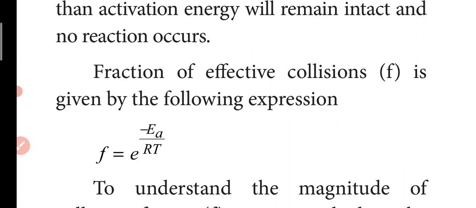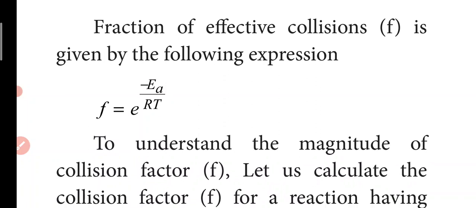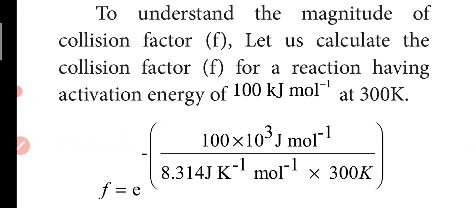Fraction of effective collision F is given by the following expression: F is equal to e power minus EA by RT. This is the equation for effective collision. To understand the magnitude of the collision factor F, we are going to calculate the collision factor for a reaction having activation energy 100 kilojoules per mole at 300 Kelvin.